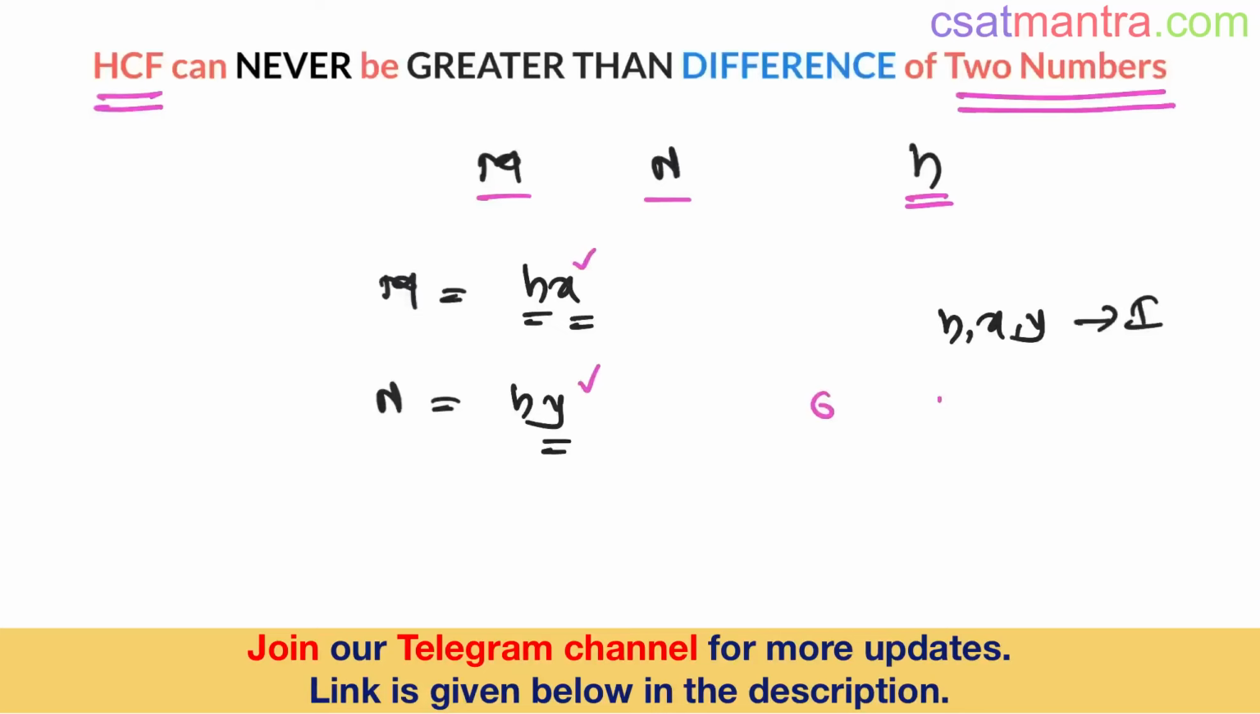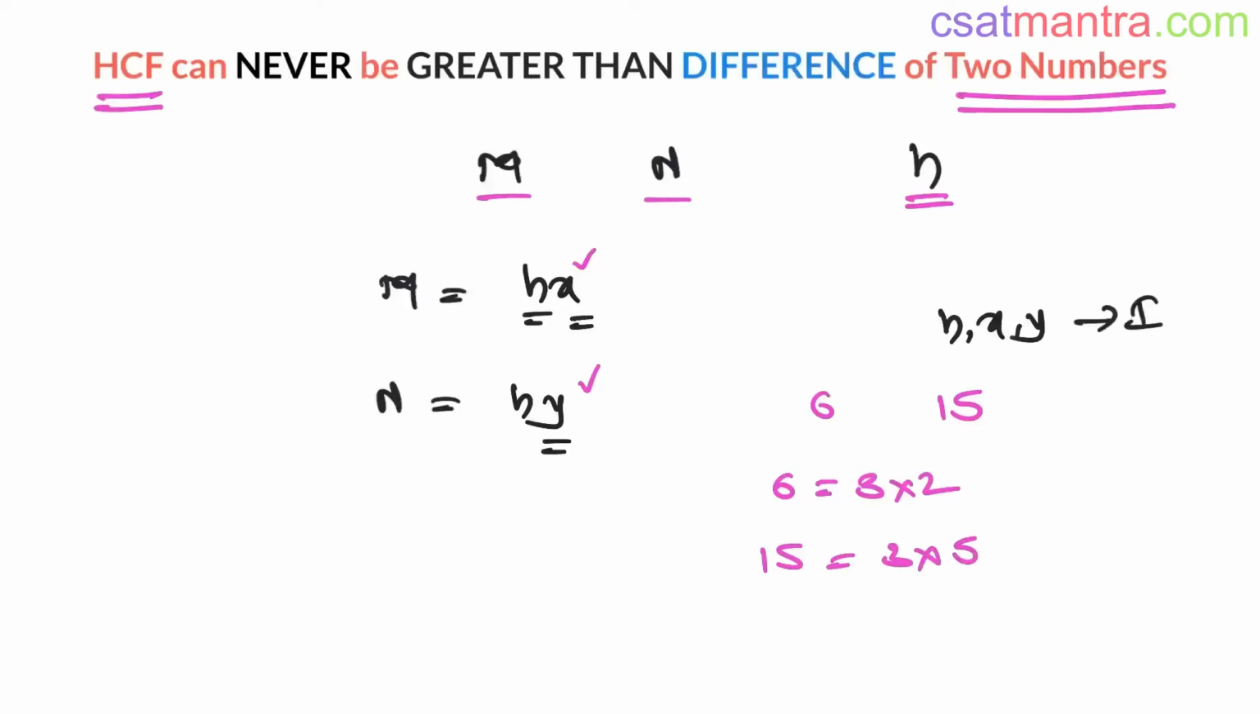Just like 6 and 15, the HCF is 3, okay? 6 is 3 into 2, 15 is 3 into 5. What is the highest common factor here? 3, right? These two are the factors for 6 and 15 respectively. So all of them are integers. Clear, right? Now let's take their difference.